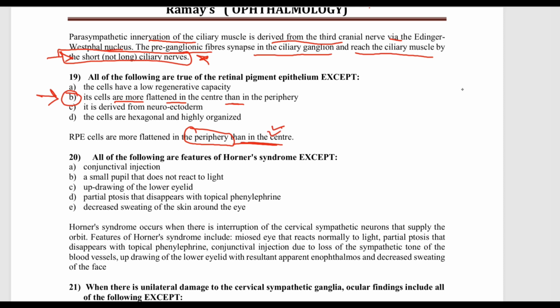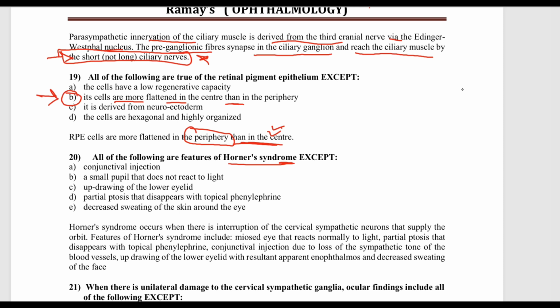The next MCQ is: all of the following are features of Horner syndrome, except. The options are conjunctival injection, a small pupil that does not react to light, updrawing of the lower eyelid, partial ptosis that disappears with topical phenylephrine, and decreased sweating of the skin around the eye.